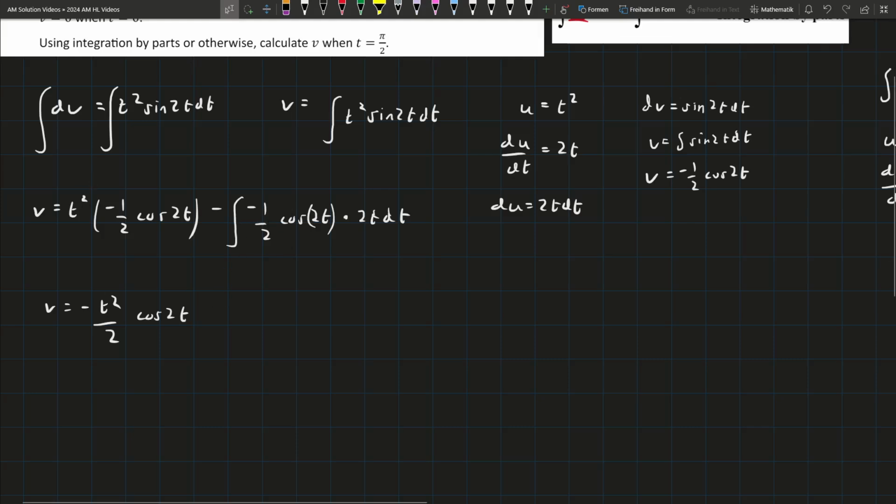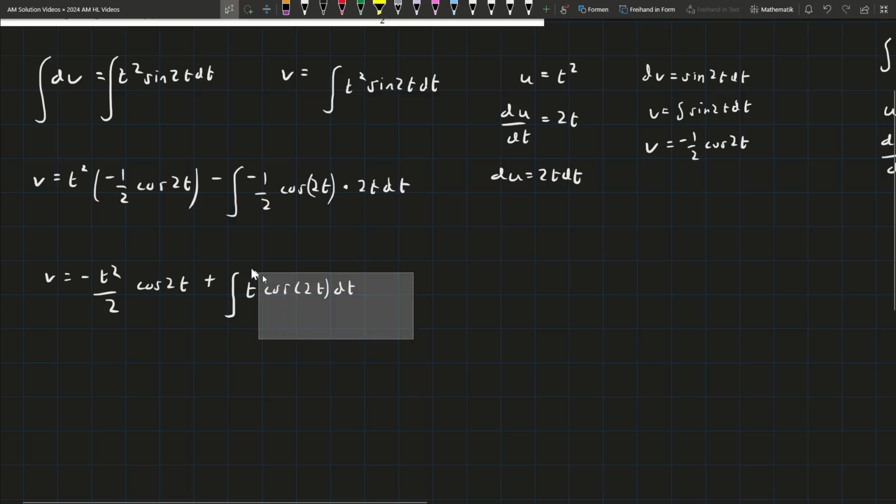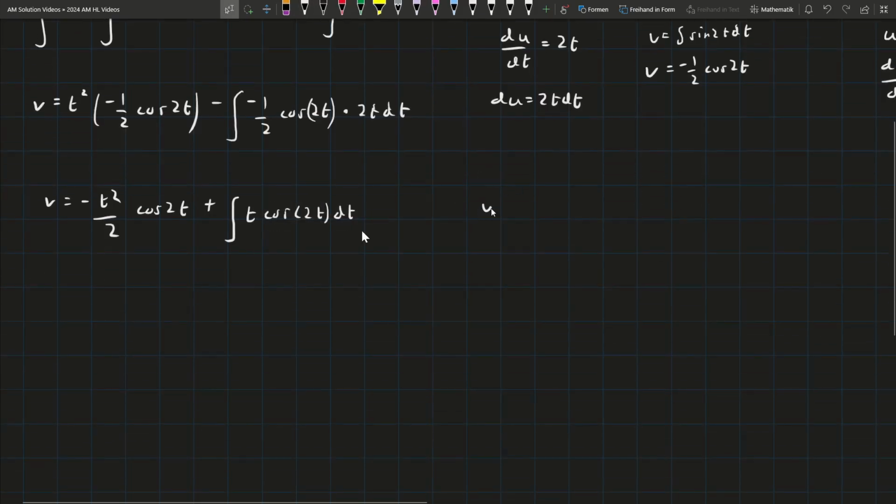Actually, we don't have to. So we'll get plus the integral 2 divided by 2 multiplied by 2. They'll cancel. I'm going to bring the t first just to avoid confusion. T cos of 2t dt. Now we have to use integration by parts on this again to get rid of it. So we'll let u equal t, and we'll let dv equal cos 2t dt again. So we'll get that du/dt equals 1, or in other words, du is dt.